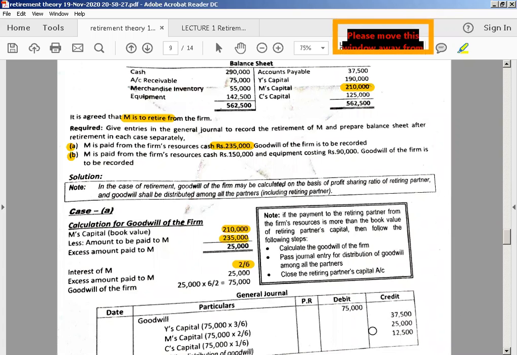Now how much goodwill is Mr. M taking? 25,000. Clear? And his own capital is how much, beta? 210. 210 plus 25,000, it's your 235,000. Clear?